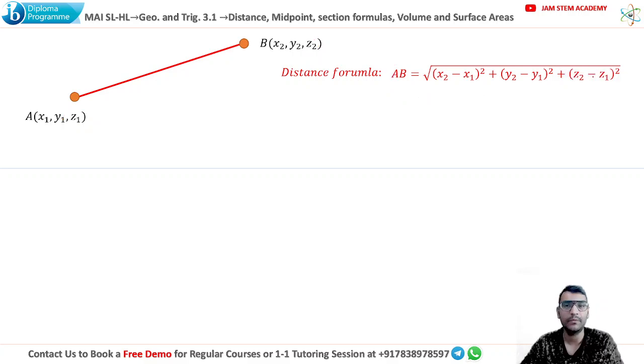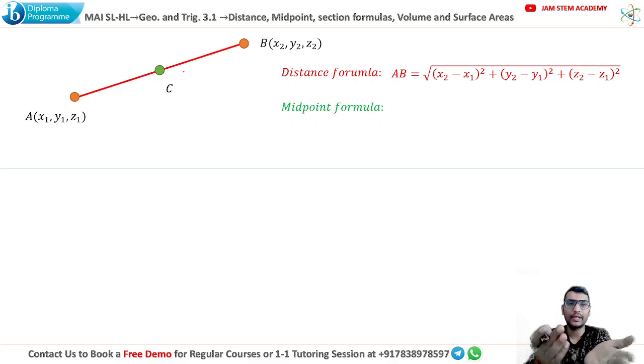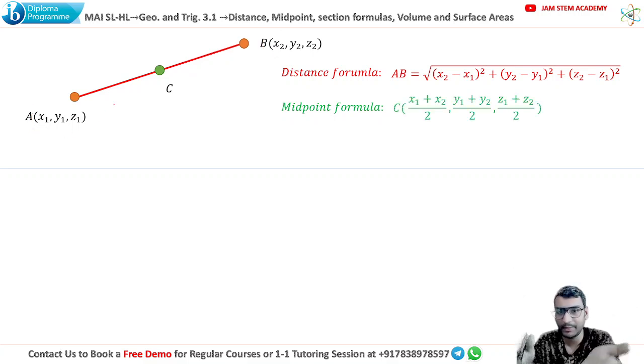Now, for the midpoint formula, consider there is a point which is lying in the center or the middle of A and B here. So the coordinates of this C will be given by taking the average of the coordinates of A and B. So just take the average of x values, means (x1 plus x2) over 2, (y1 plus y2) over 2, because it's a midpoint, so just take the average.